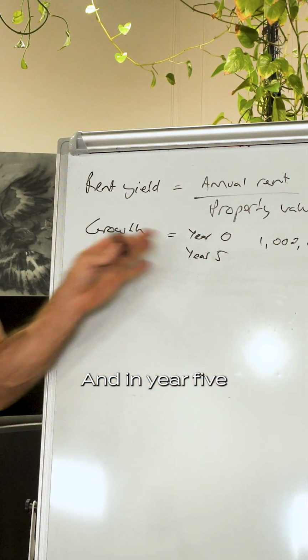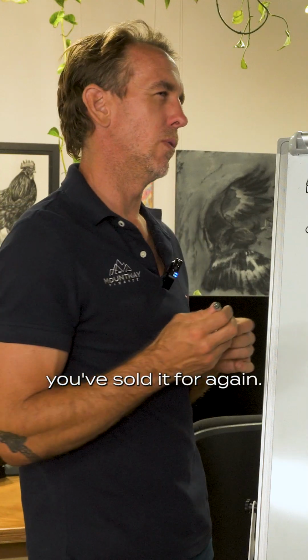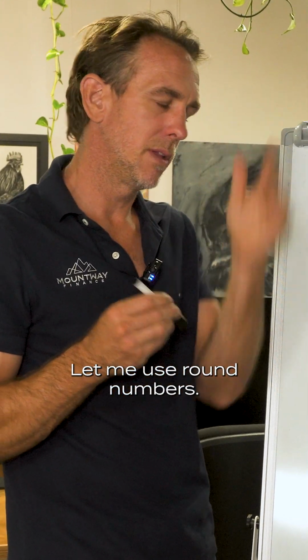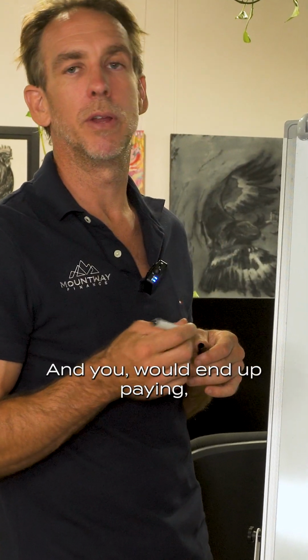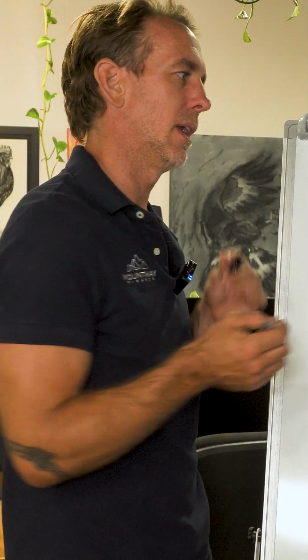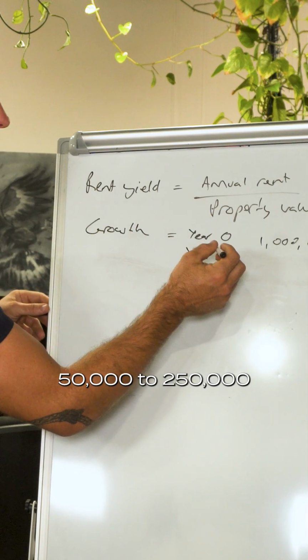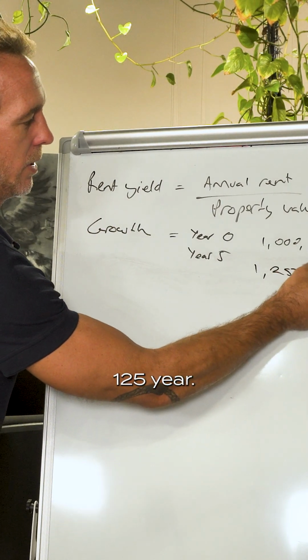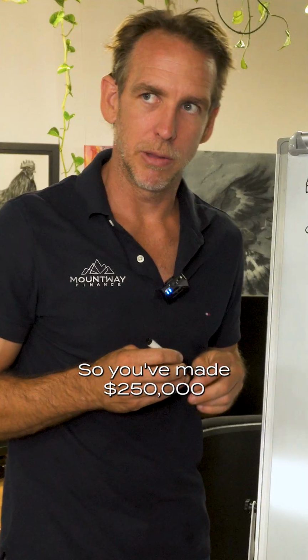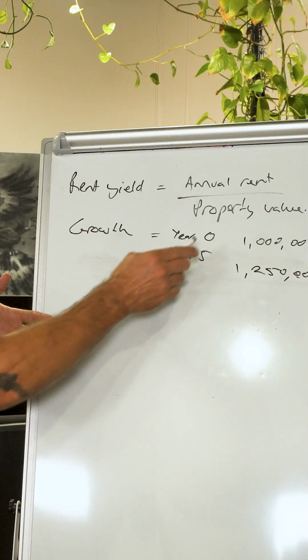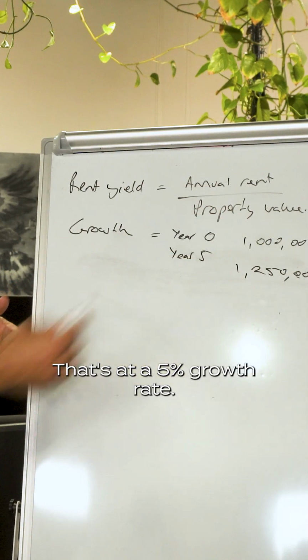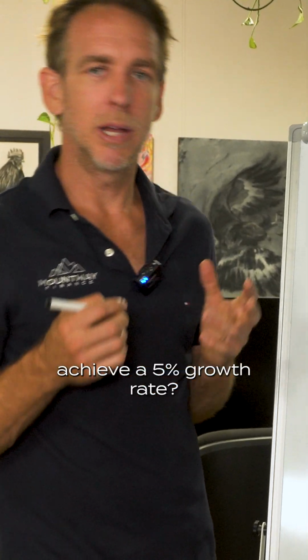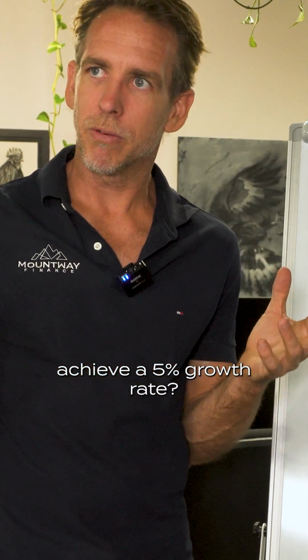And in year 5, you've sold it for, again, let me use round numbers. So 5% year on year on year would end up being, let's see, 50,000. So 250,000, 1250. So you've made $250,000 on that house in 5 years. That's at a 5% growth rate. Now, which places achieve a 5% growth rate?